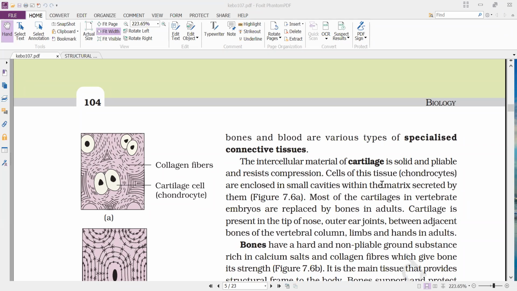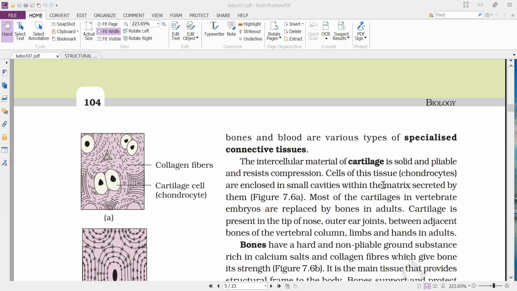between adjacent bones of the vertebral column. The vertebral column is made up of small bones called vertebrae, and the adjacent vertebrae in the vertebral column are joined by cartilage. Next, the endings of the limbs, the endings of the long bones in adults, we find cartilage. So we find cartilage at different parts of our body in the adult stage.